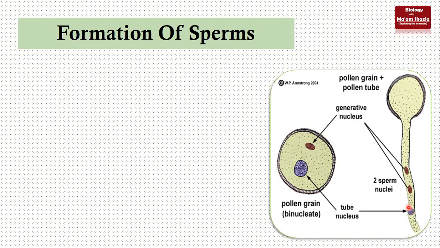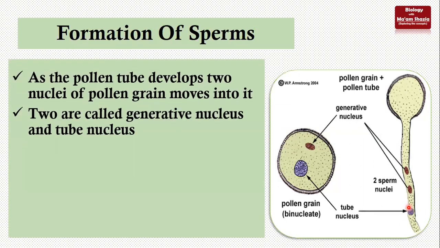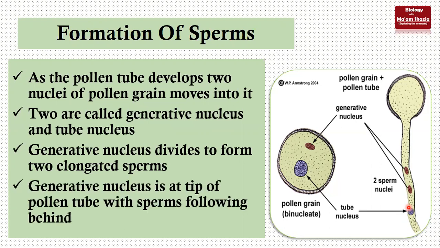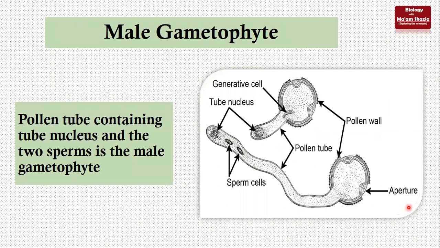As the pollen tube develops, two nuclei of the pollen grain move into it. One is the generative nucleus, and one is the tube nucleus. The generative nucleus divides to form two elongated sperms, and the tube nucleus is at the tip of the pollen tube with the sperms following behind. The tube nucleus at the tip is responsible for the development of the pollen tube. The pollen tube containing the tube nucleus and the two sperms is the male gametophyte.